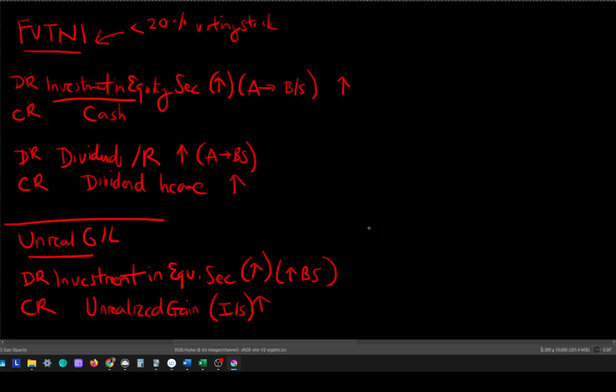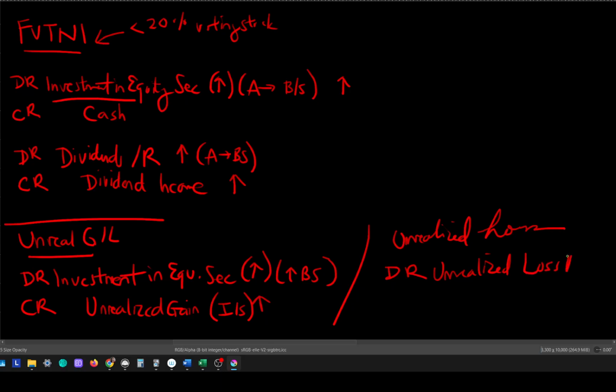And then the opposite of that is if you have an unrealized loss. So as opposed to crediting a gain here, you would debit an unrealized loss. And you would credit the investment account.